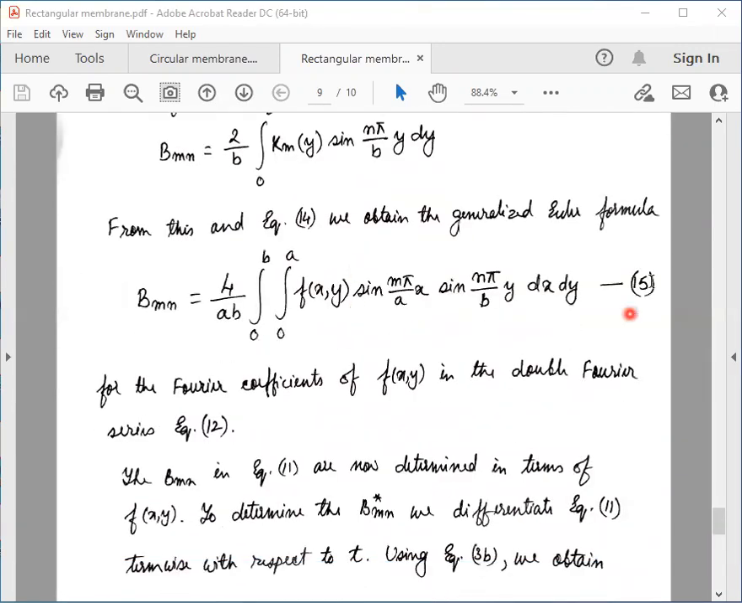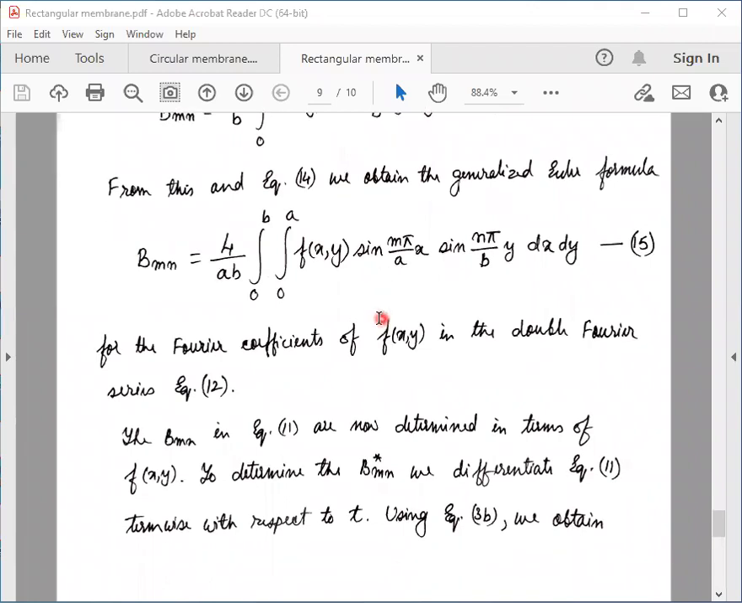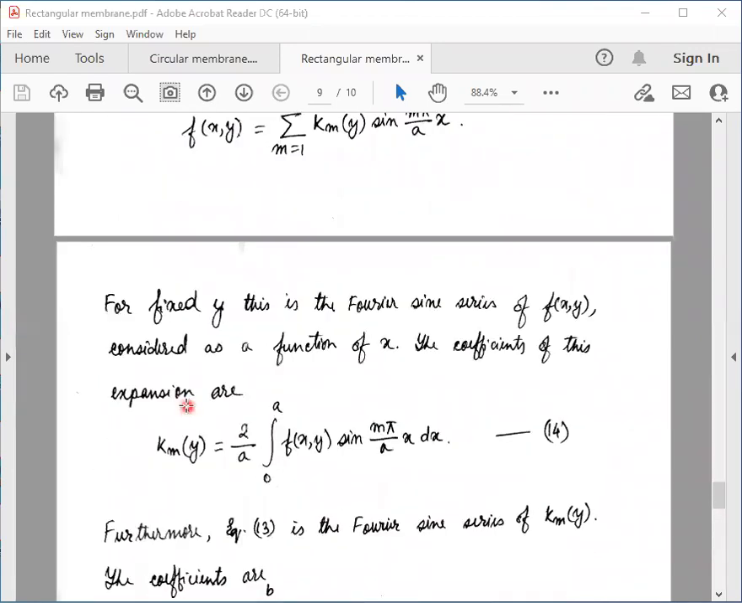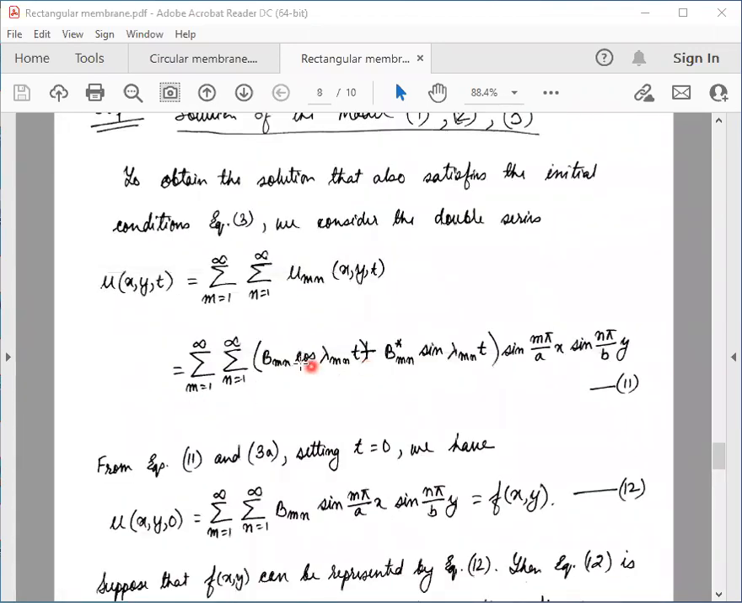So b_mn is given by this expression. So here we have obtained b_mn. The b_mn in equation 11 are now determined in terms of f(x,y). Okay. Now what remains is to obtain b_mn star. So we have obtained this value b_mn by using the first initial condition.